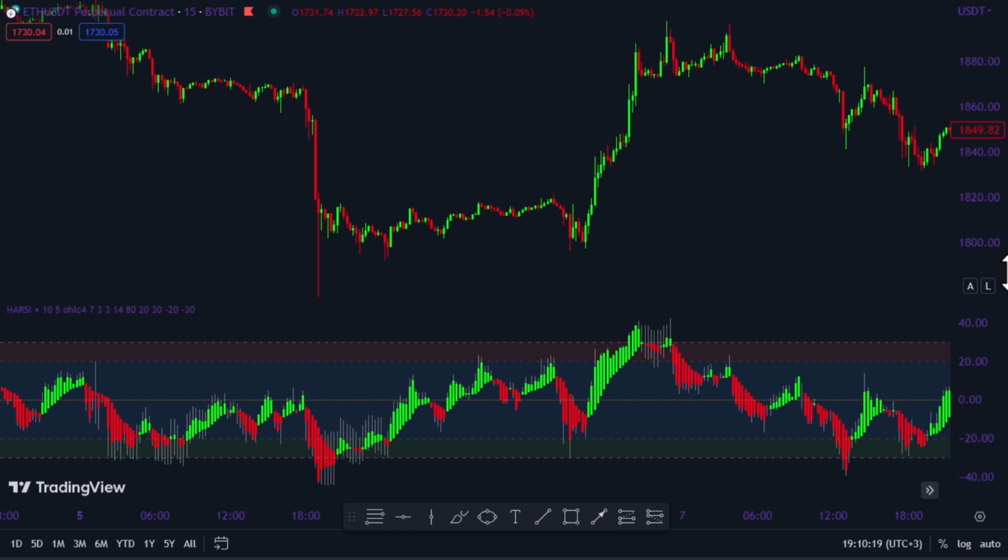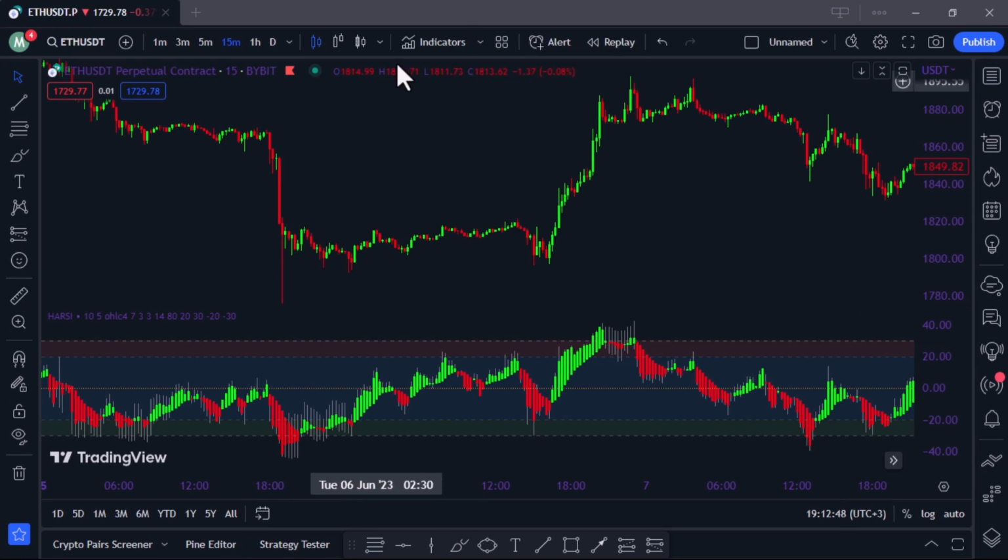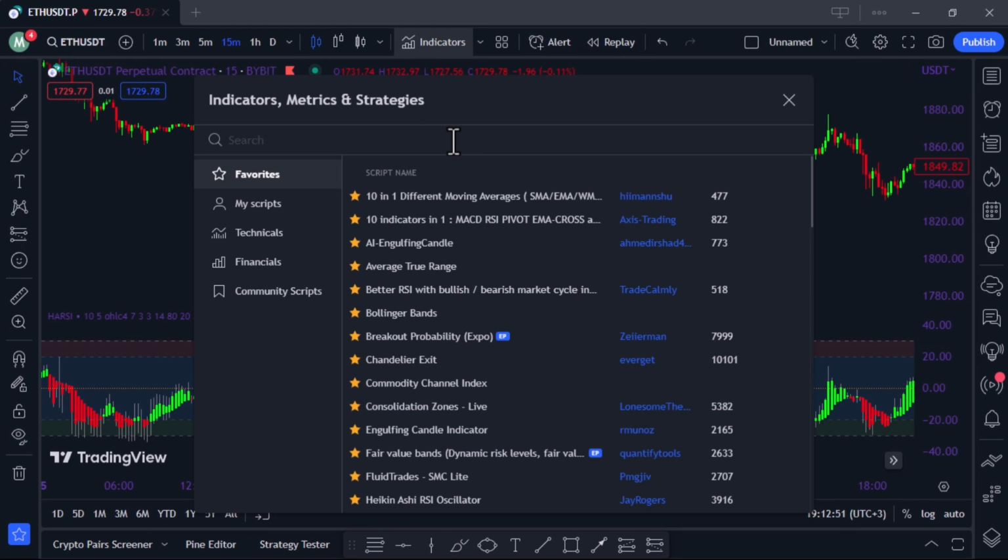In order to create a strategy where we can enter into positions using the Heiken Ashi RSI oscillator, let's add a few extra indicators to the chart. The first indicator we will be adding to the chart is the EMA, or exponential moving average.